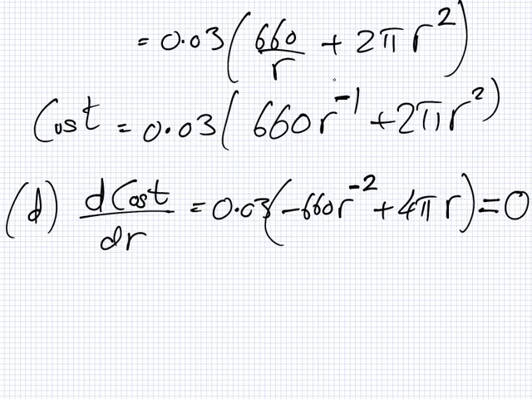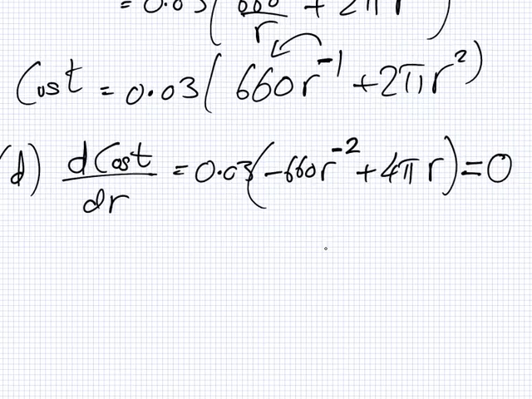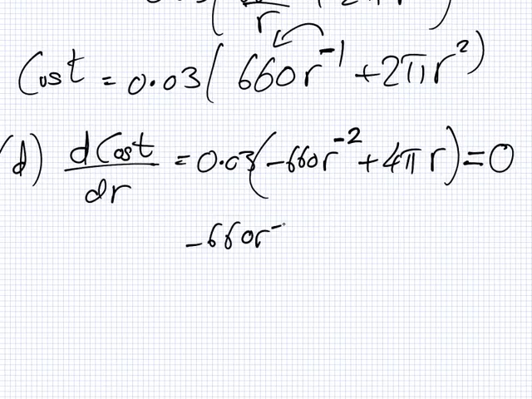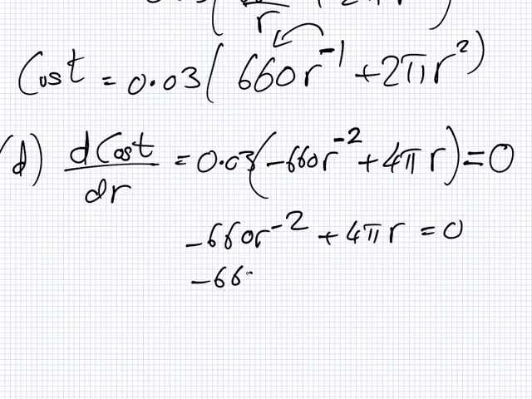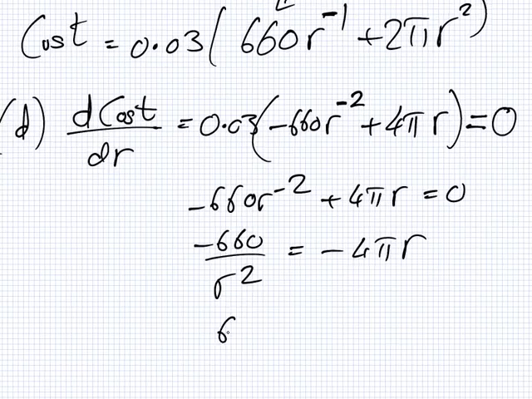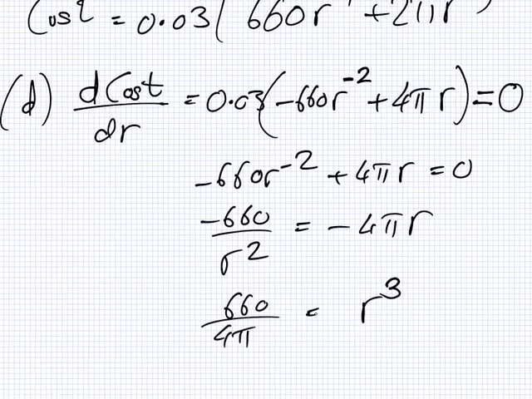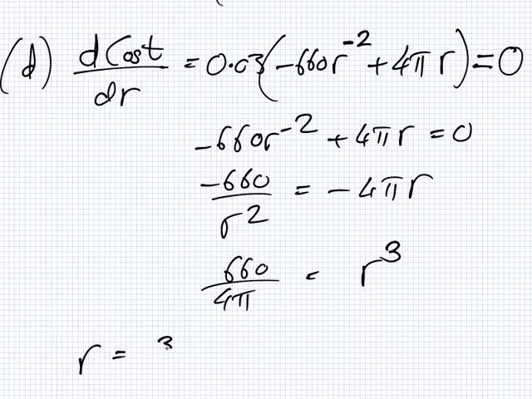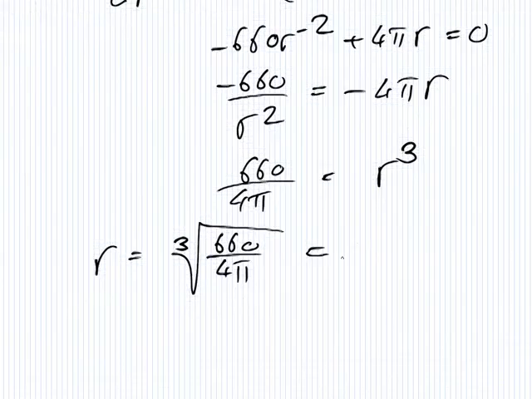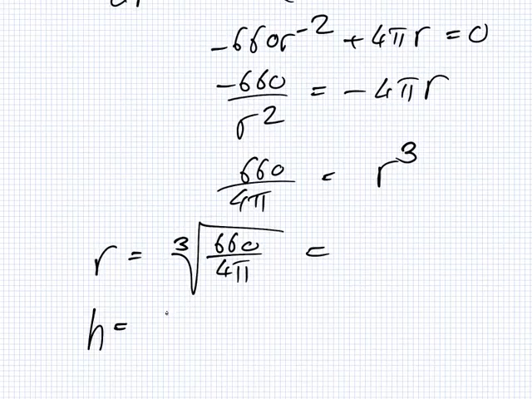Minus 2? Bring the power down and minus 1 to the power. Is that okay? So I have minus 660 r to the minus 2 plus 4 pi r equals 0. Minus 660 over r squared equals minus 4 pi r. 660 over 4 pi equals r cubed. So if you just hit this in on the calculator, r equals cube root of 660 over 4 pi. What's that? And then once you have that, you can get the h, because we said earlier h is 330 over pi r squared.